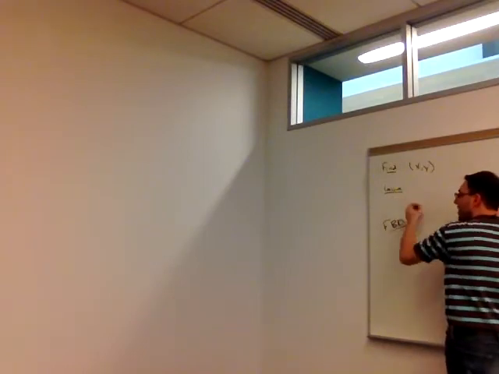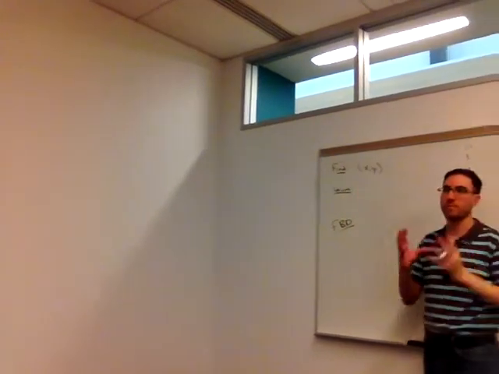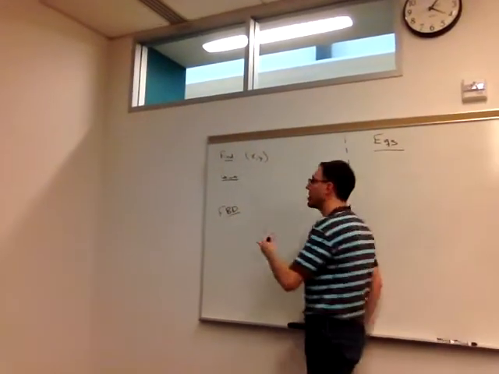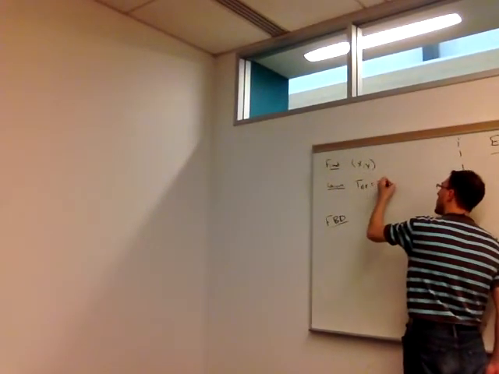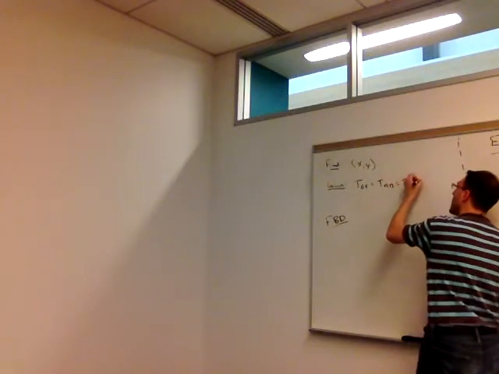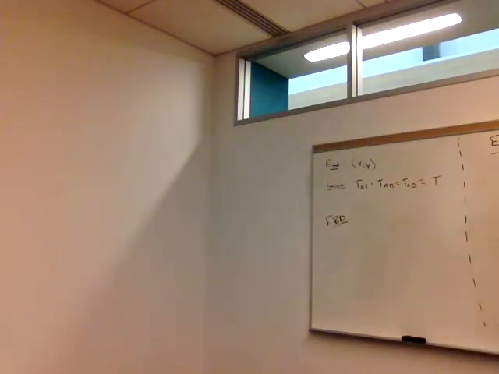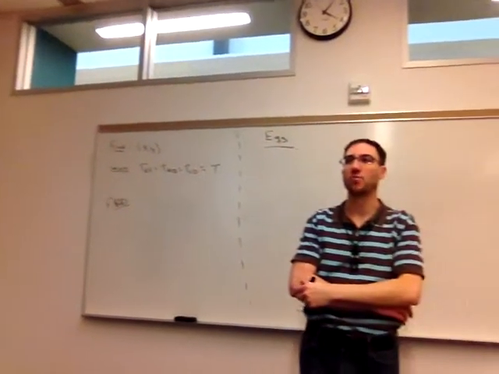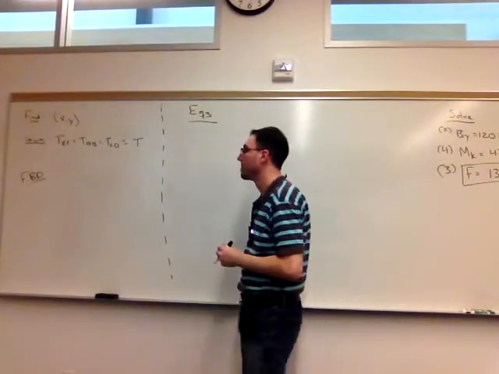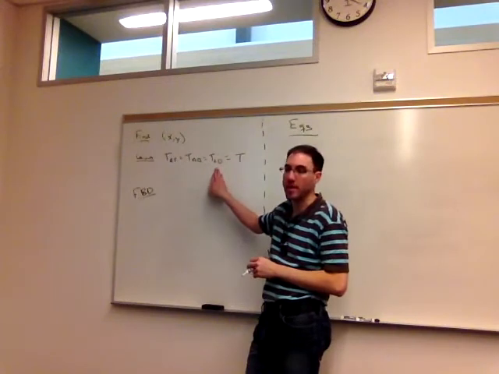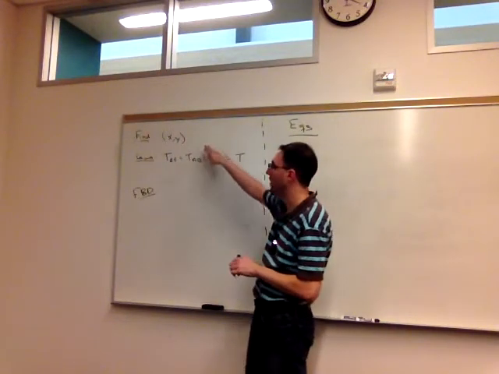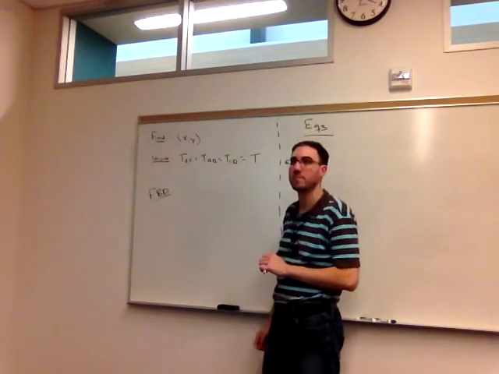So our constraint is that all the tensions are equal. So T_EF equals T_AB equals T_CD, and I'm just going to call that T to have less writing to do. All tensions in those three ropes are equal, and that's what we're trying to find, the X, Y that makes it so.